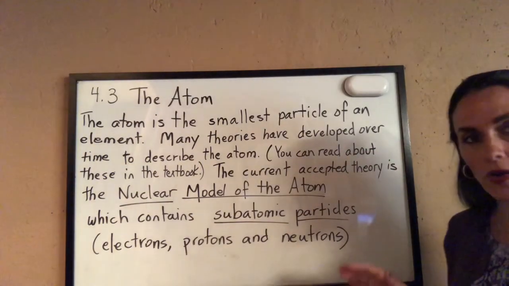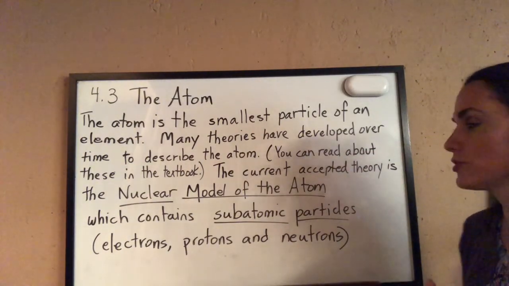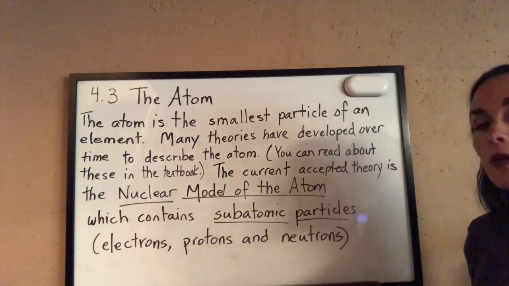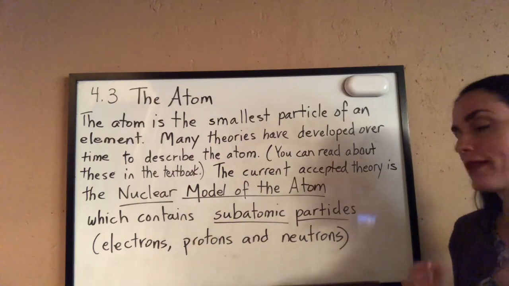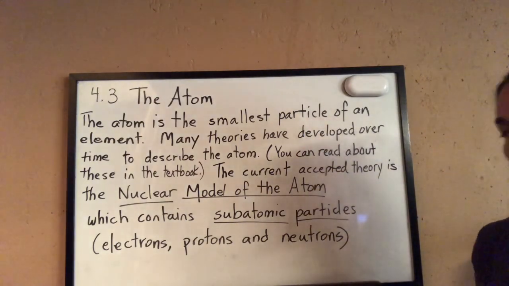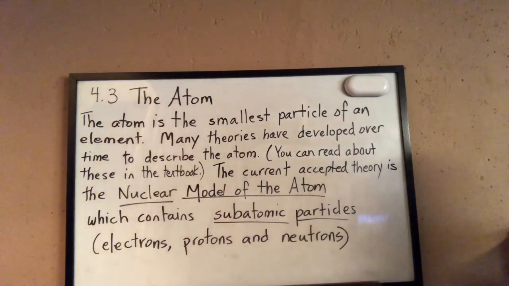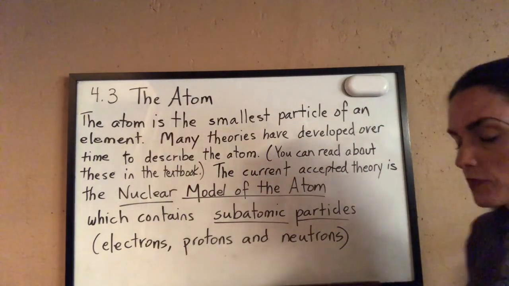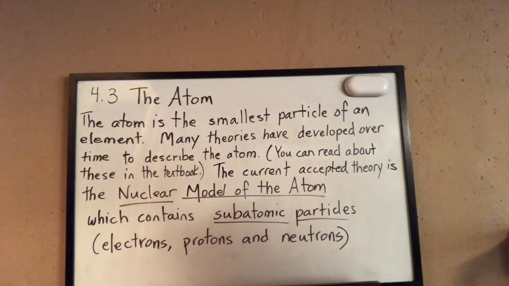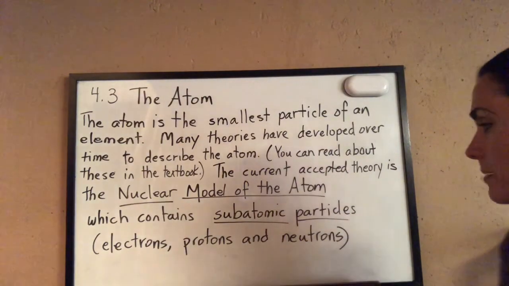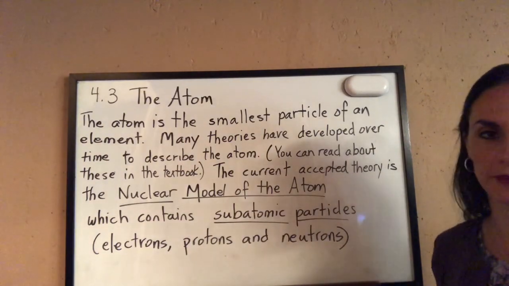But we're going to go right into the current accepted theory, which is the nuclear model of the atom. The nuclear model of the atom contains subatomic particles, which are electrons, protons, and neutrons. We're going to look at a diagram of the nuclear model of the atom, and we're going to talk about each of these three subatomic particles that make up the atom.